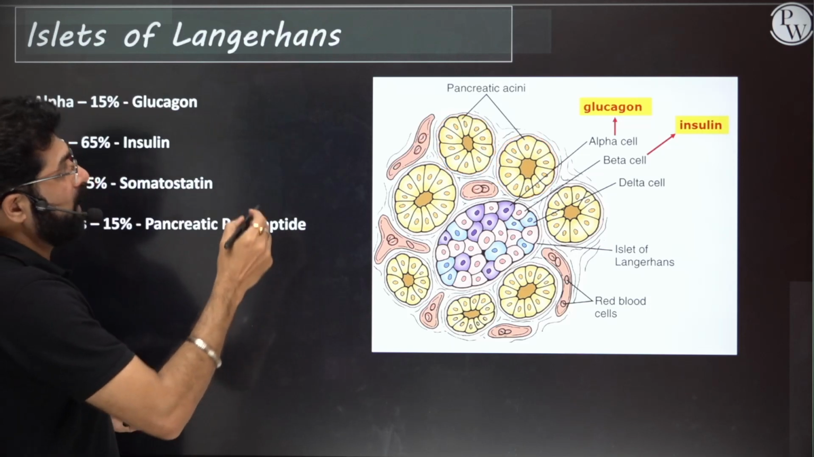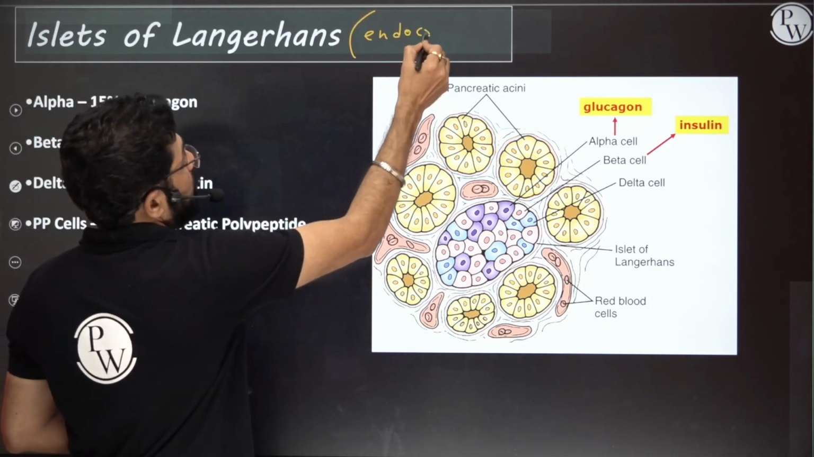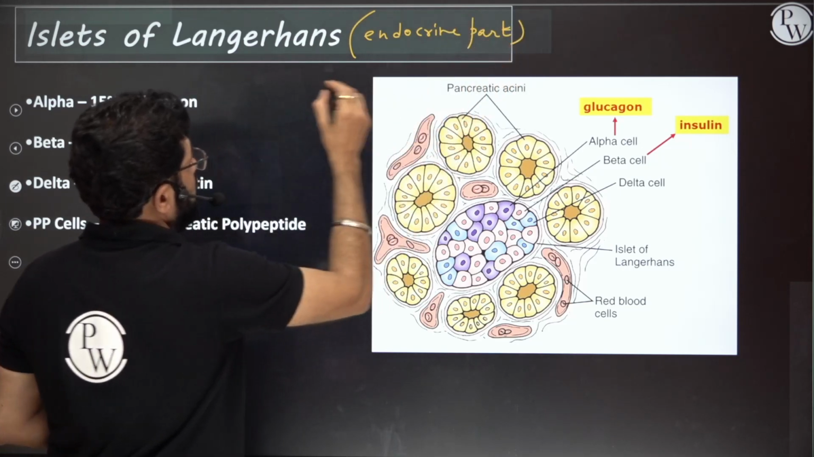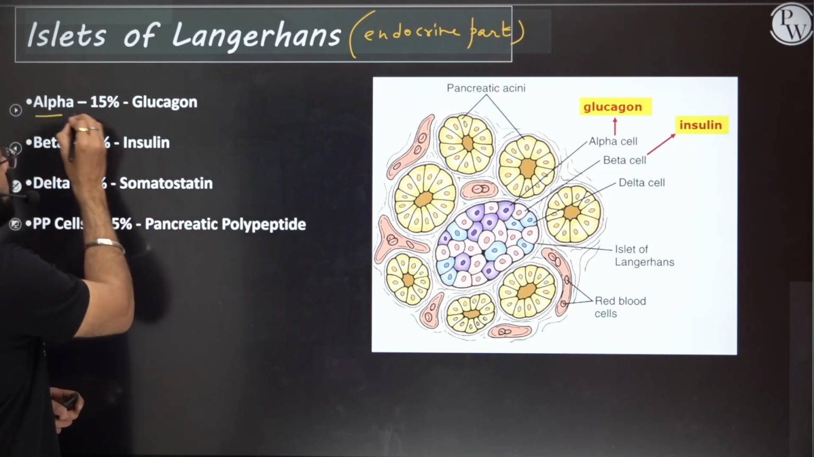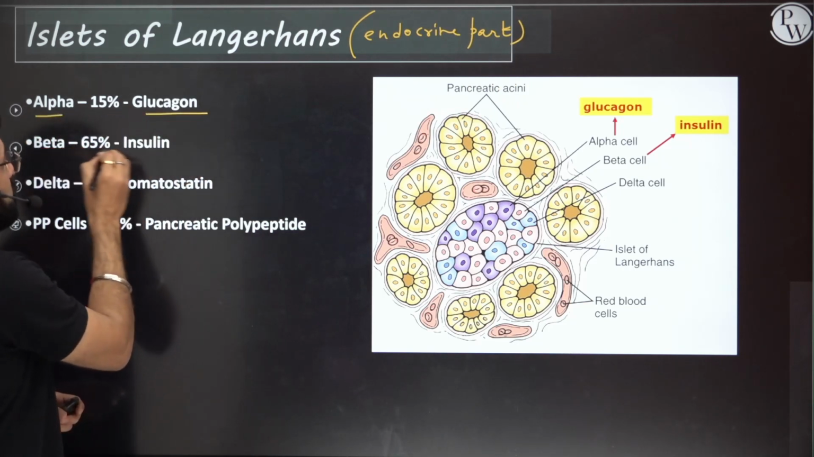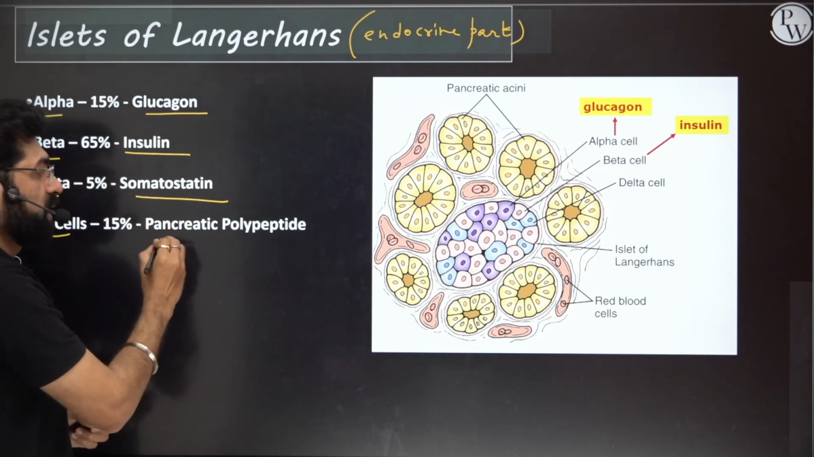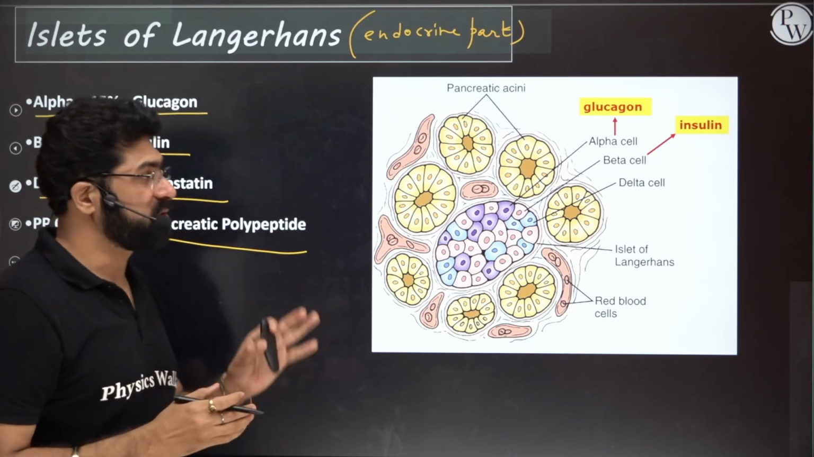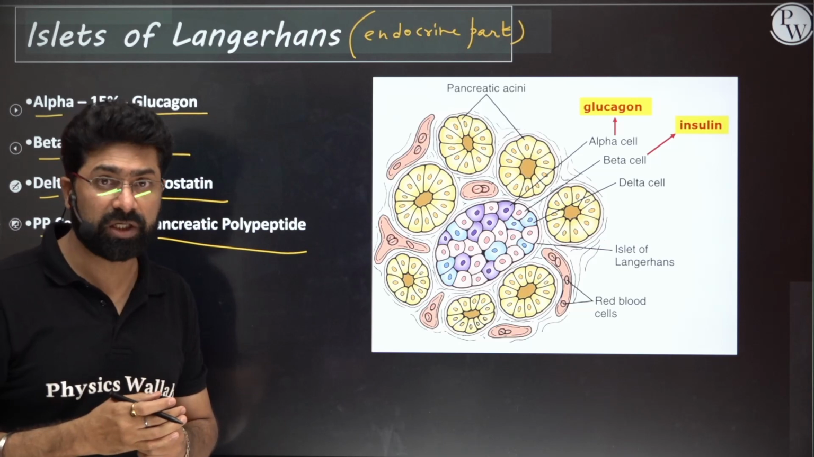The endocrine part we'll see now. The islets of Langerhans produce some hormones: alpha cells produce glucagon, beta cells produce insulin, delta cells produce somatostatin, and PP cells produce the pancreatic polypeptide. This is the endocrine part, which we'll discuss in the chemical coordination chapter.